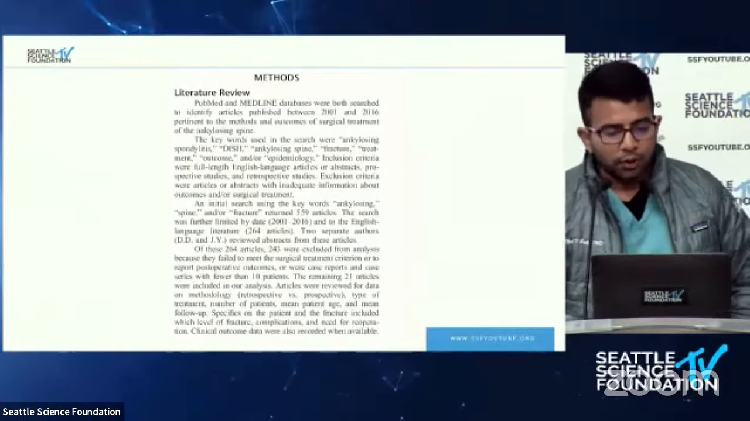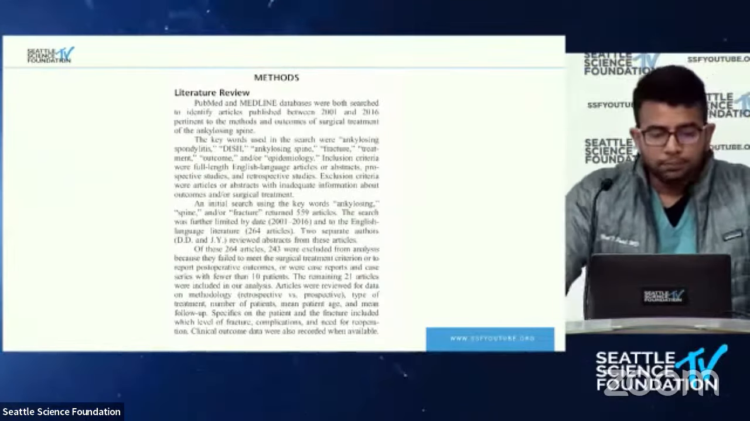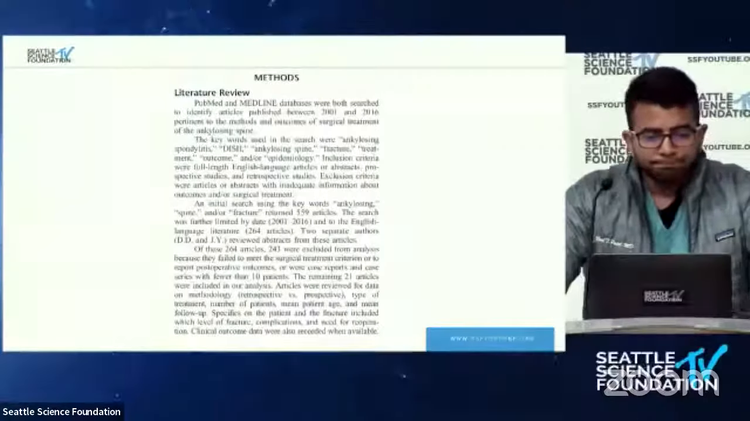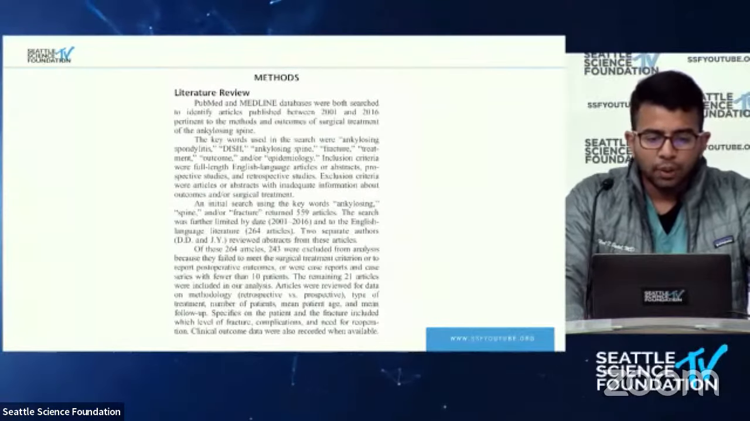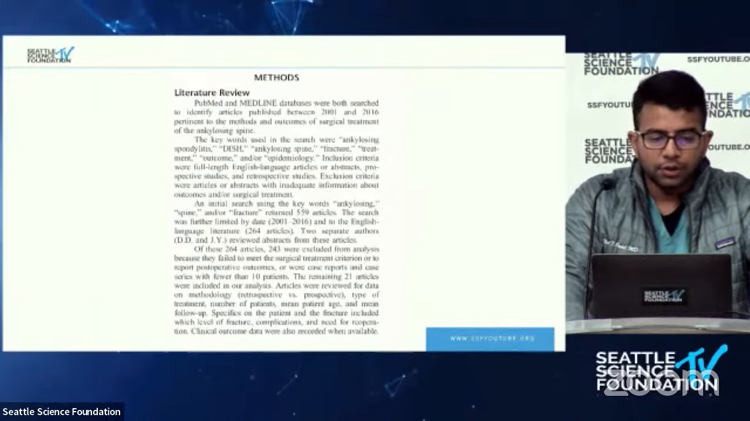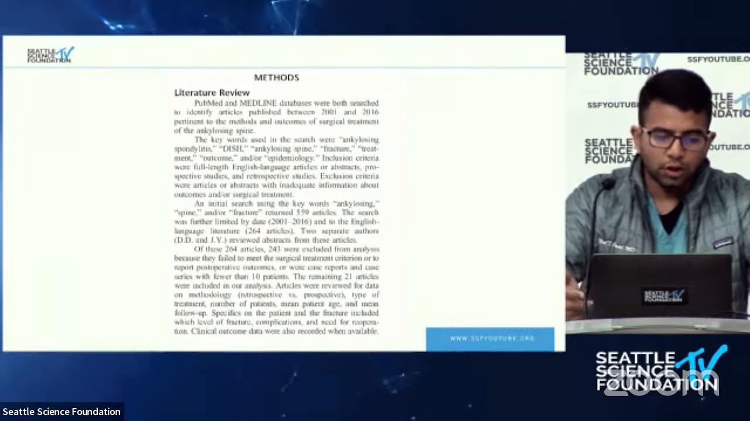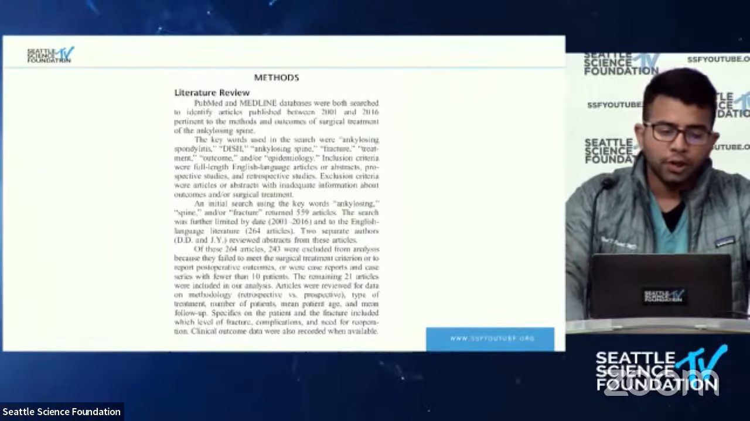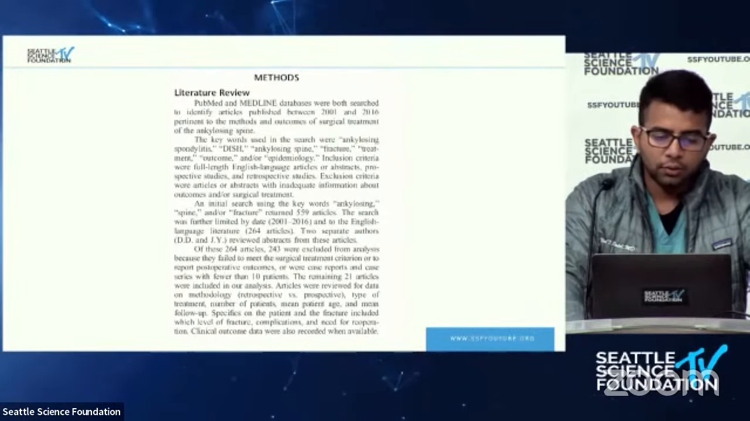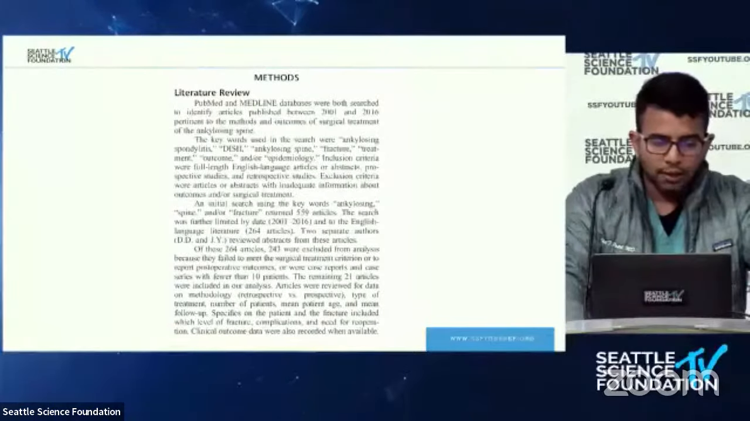So this paper that I reviewed looked at papers published between 2011 and 2016, and they searched for all the three disorders I talked about and fractures. We're now trying to find out the complications from fractures, management of fractures, etc. In the end, they had about 21 articles remaining out of the 559 articles they had reviewed for this.